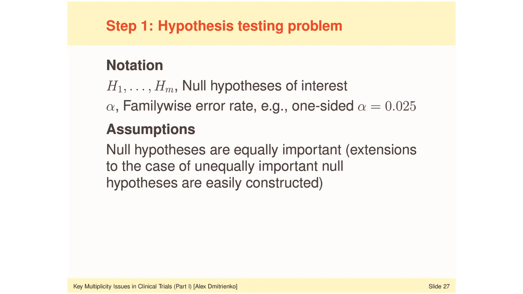Well, to begin illustrating the decision-making process we have just defined, let us now apply it to several multiplicity problems. We're going to use the same notation that we've used before. H1 through Hm will denote the null hypotheses of interest, and the family-wise error rate will be denoted by alpha. For example, we will assume that the one-sided alpha is equal to 0.025.